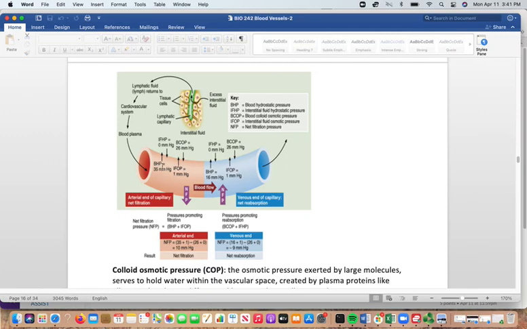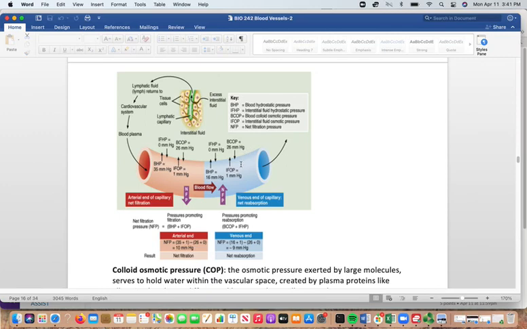So you can see the blood hydrostatic pressure here is about 35 millimeters of mercury pushing out. The interstitial fluid hydrostatic pressure is 0, or about 0 millimeters of mercury pushing in. So you're going to have movement going out here because the fluid will go from the area of high pressure to low pressure.